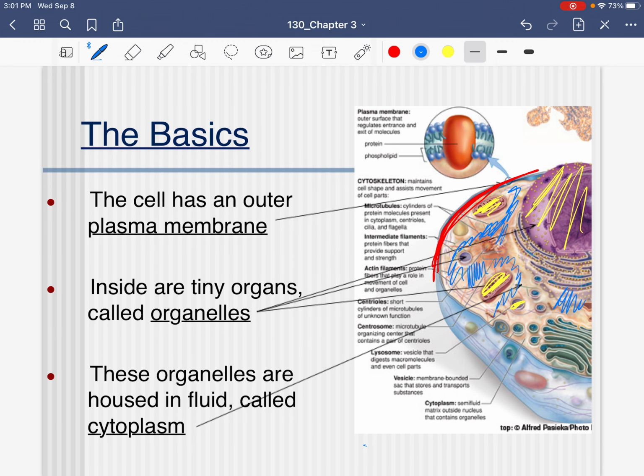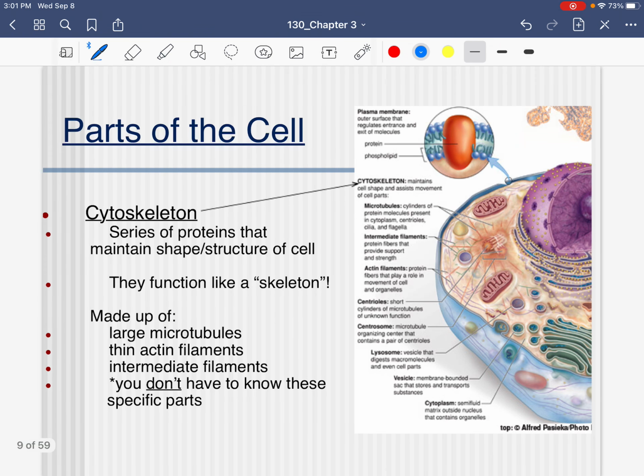Any structure that we talk about, you'll need to know the basic structure and function. So plasma membrane is the outer membrane. Organelles are tiny organs inside the cell, and the cytoplasm is the fluid that these organelles sit in. You can imagine some very straightforward questions on our quiz, and then the midterm and the final. You know, which of the following defines an organelle? And you would choose the answer that says tiny organ inside the cell.